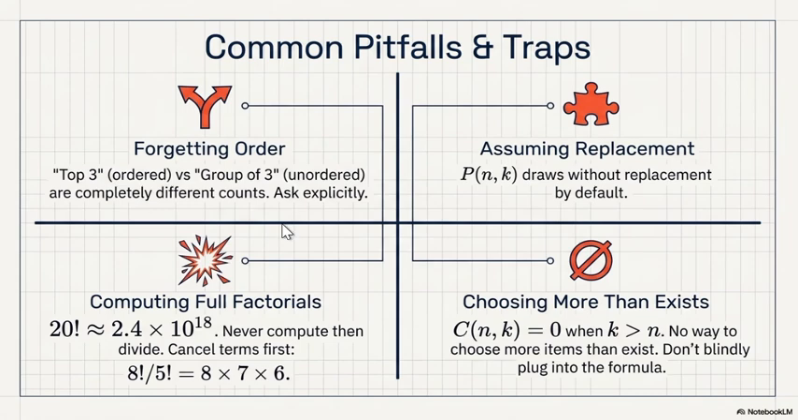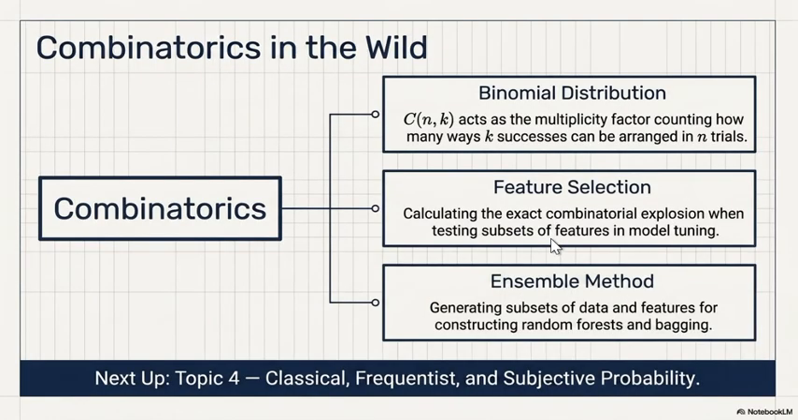Next, why are we studying this? What is the ML connection? Combination appears directly in the binomial distribution. The nCk term counts how many ways k successes can be arranged in n trials. It is a multiplicity factor, and it is also relevant in feature subset selection and ensemble methods.